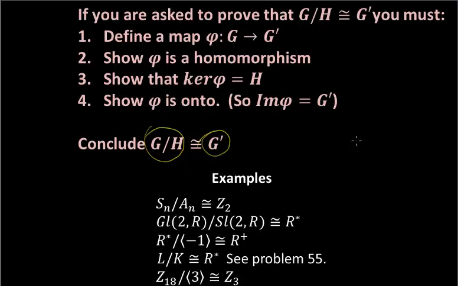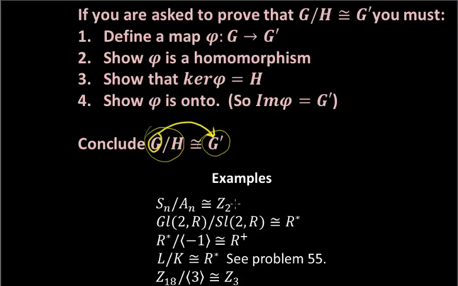But in the case that one of them is a factor group, the first isomorphism theorem just gives us a shortcut, makes it easier. Instead of trying to define an isomorphism between these two groups, we define a homomorphism from G onto G prime and show that its kernel is H.